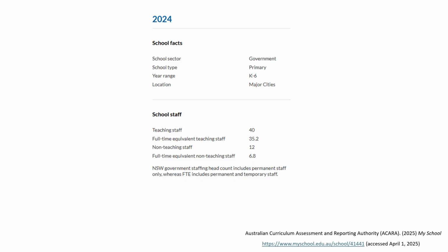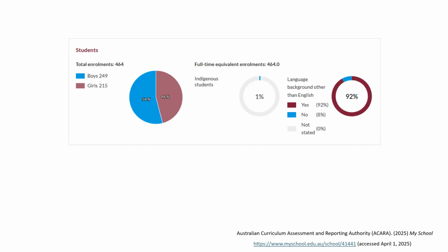The profile for my class, 4T, has been based on available data from several sources, including the My School website and the Australian Bureau of Statistics. Class 4T has 28 students, 15 boys and 13 girls. 26 of the students have a language background other than English.